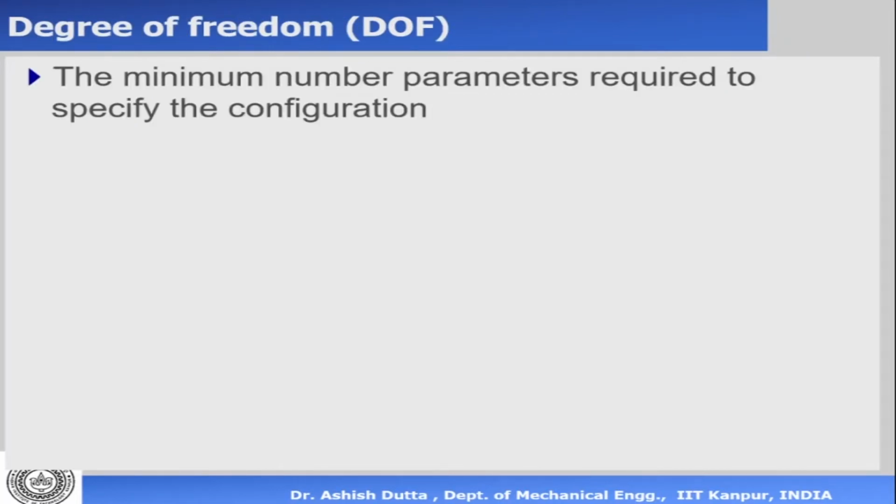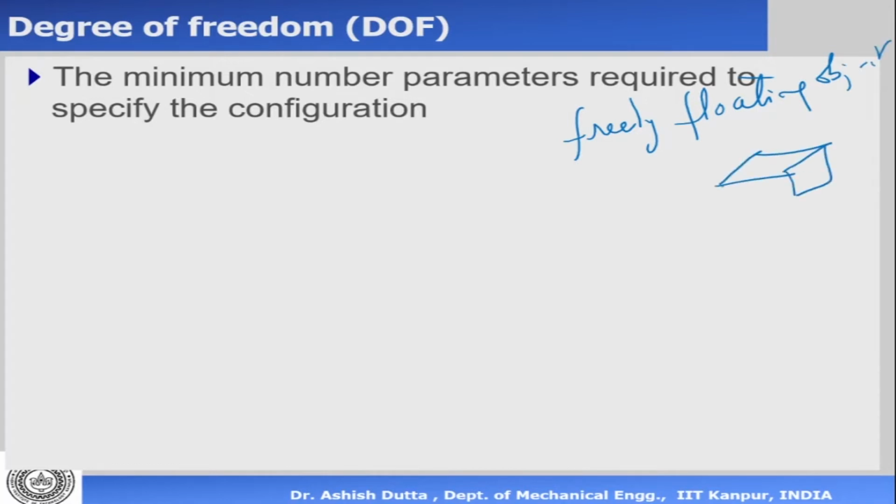The minimum number of parameters required to specify the configuration of a system is called the degrees of freedom, and we said this for a freely floating object in space. If we assign axes there, this is my x-axis, that's my y-axis, and that's my z-axis. Then it has 3 translations in the x, y, and z directions, and it has 3 rotations about the x, y, and z. So this one has 6 degrees of freedom: 3 translations and 3 rotations.